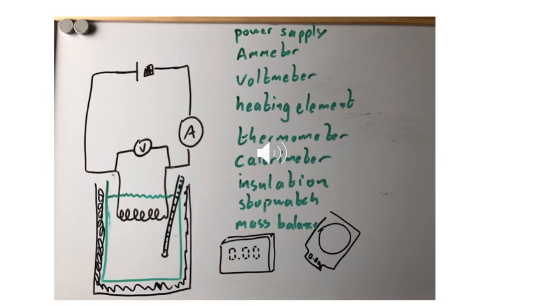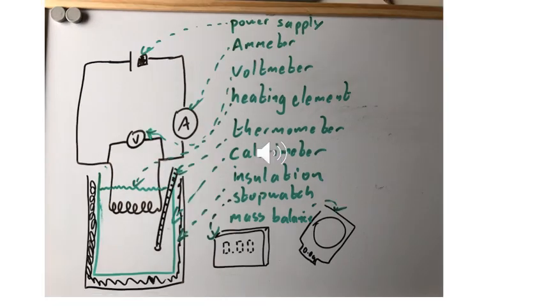You've got your power supply, a voltmeter hooked up across the heating element, ammeter in series. You want a container for your water, a copper calorimeter, wrapped in some insulation, thermometer poking at the top. I left out the lid just for clarity because I'm working on the whiteboard here. A stopwatch for timing it, and a mass balance for measuring the water that you used. And just label them. I didn't want to clutter up my diagram, so there you go.